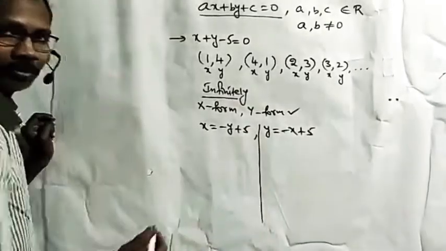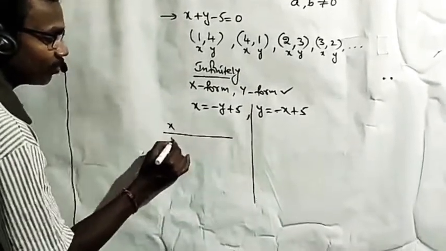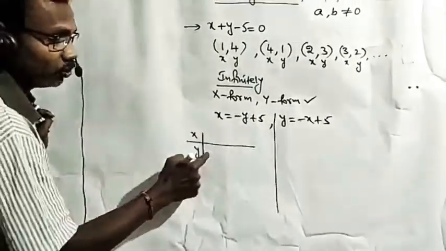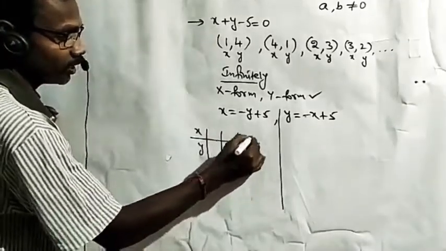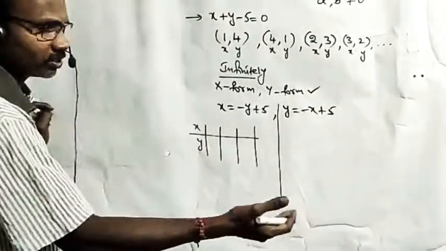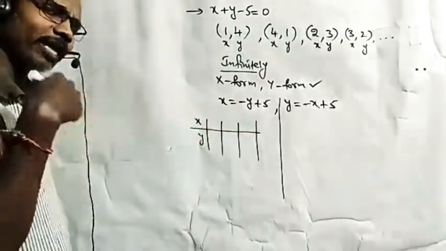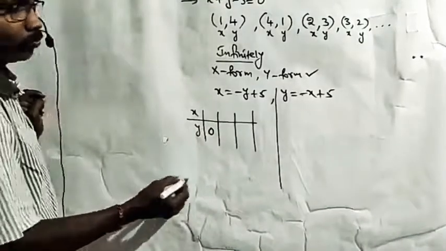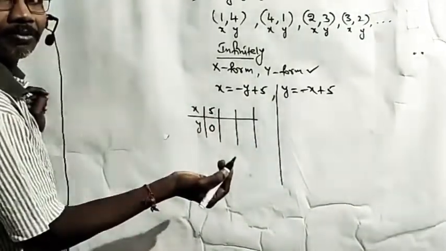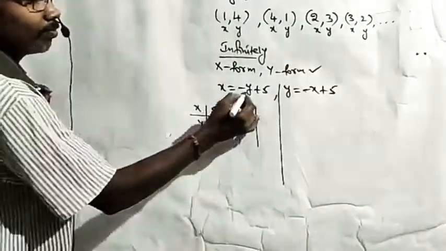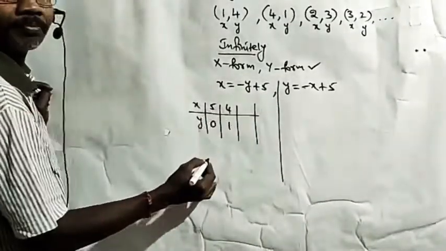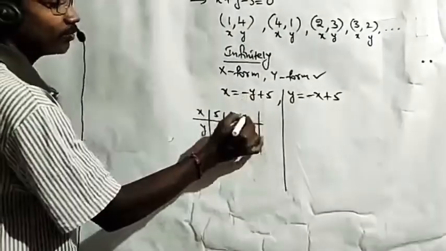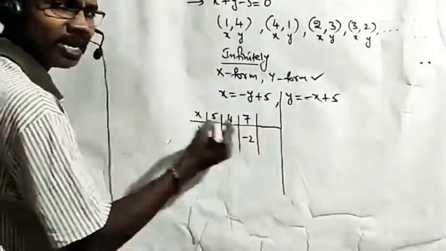Just to draw it, now draw a tabular form. Whenever you write the x form, assume y values. You can find 3 or 4 solutions. You can assume any integer for y. For example, I am taking y as 0: 0 plus 5, so 5. If I take y as 1: minus 1 plus 5, 4. Suppose you take minus 2: minus of minus becomes 2, and 2 plus 5 is what? 7. Like this you can get many solutions, infinite solutions.